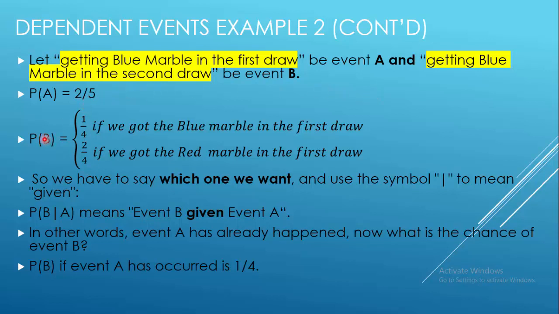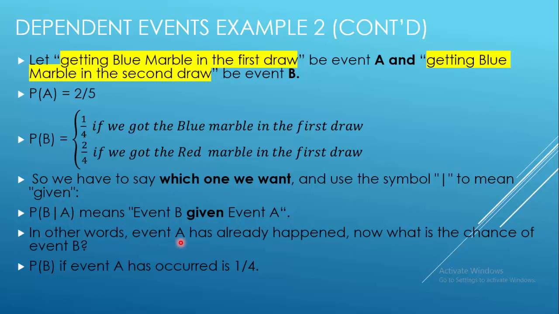So the probability of event B depends on the probability of event A. So we have to say which one we want and use the symbol pipe, as we have discussed in the early videos as well, which means given that or such that. So B given A means event B given event A. And the probability of event B depends on event A, and whether event A has occurred or not, it depends.